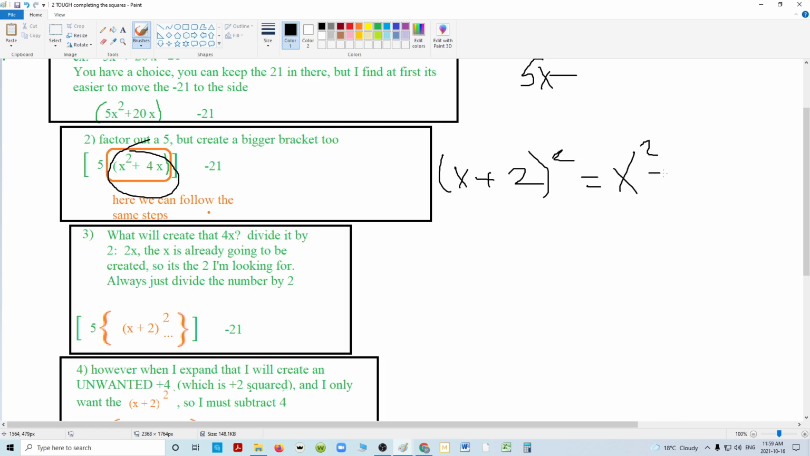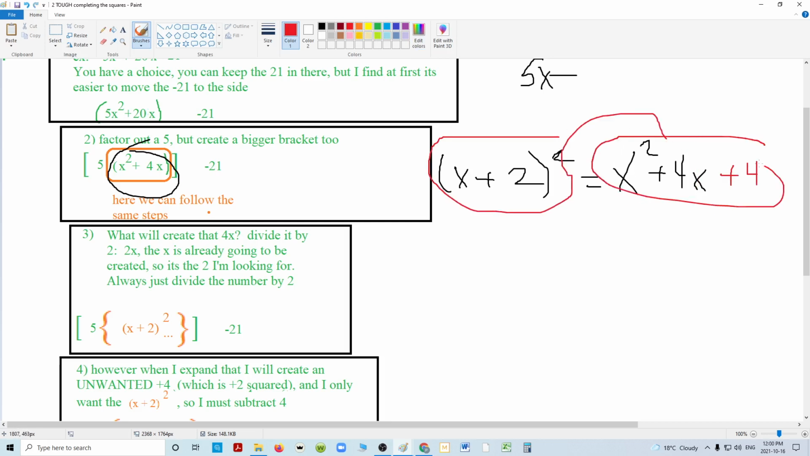X squared plus 4x. But I also create a number I don't want, plus 4, which means if I want just this part, I have to take this, which brings out about this whole thing, and subtract a 4 so that I get rid of this plus 4. So sure enough, if I take x plus 2, and I got the 2 simply by dividing this 4 by 2, squared, and I subtract a 4, will I get what I want? Will I get just this portion of it right here?